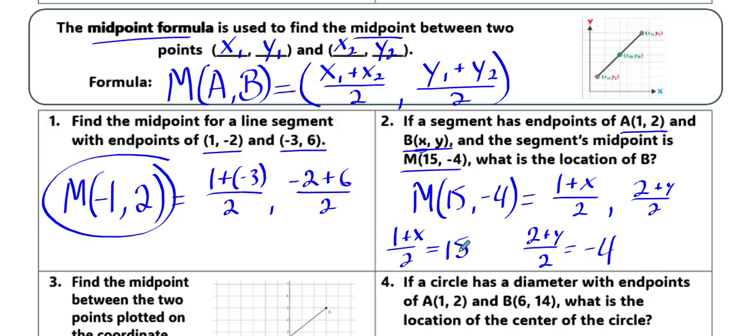So we'd multiply the 2 over in both cases. We get 1 plus x equals 30, and subtract the 1 from both sides, and find out that x is 29. Sorry if I'm not showing enough work there. We multiply the 2 over and then subtract 1. Here we multiply the 2 over, we'd get -8, minus 2 would give us -10. So B is 29, -10.